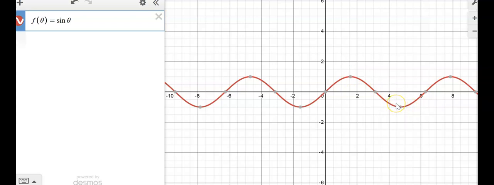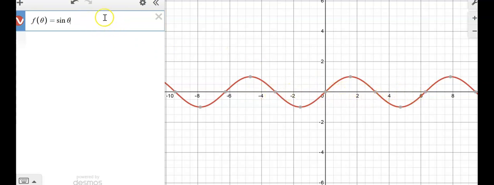Now if you compare it to the general formula which we talked about, the value of k is the vertical shift. There is no vertical shift because k is 0 here. So this graph is oscillating about the x-axis. You can see this is the x-axis. This is where it's oscillating.